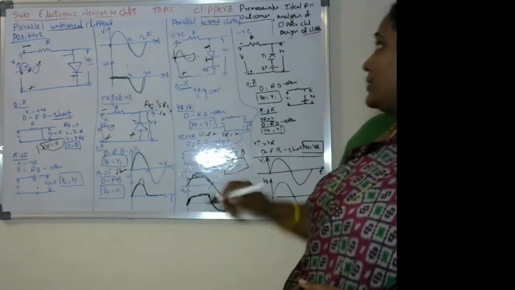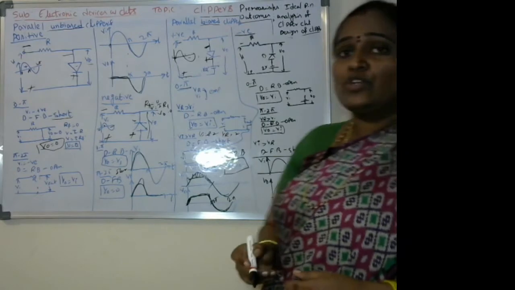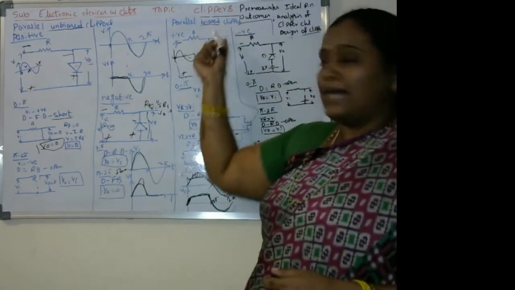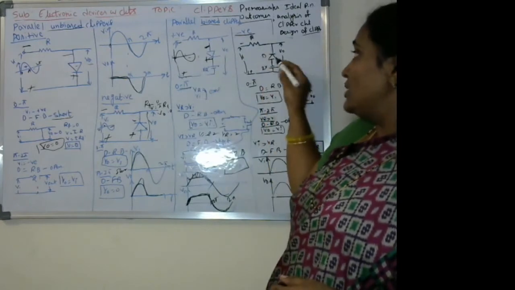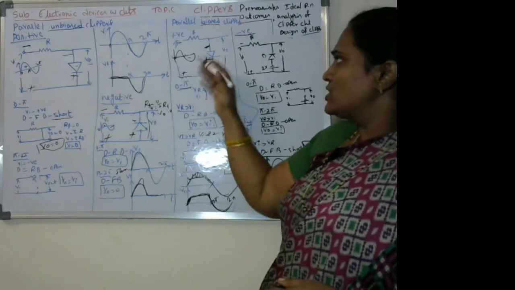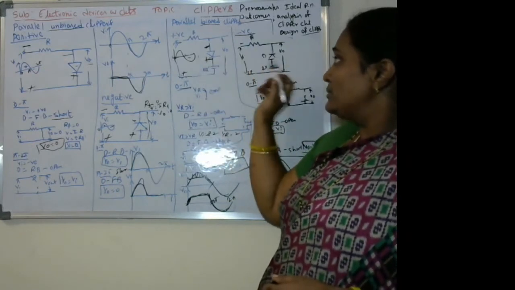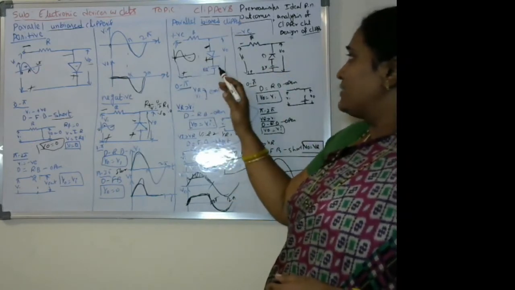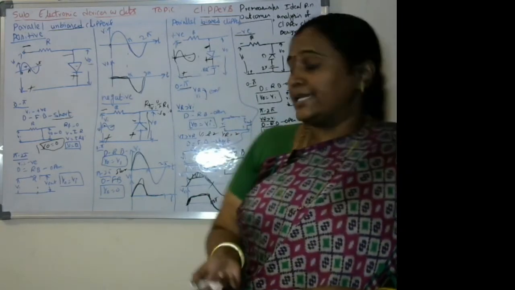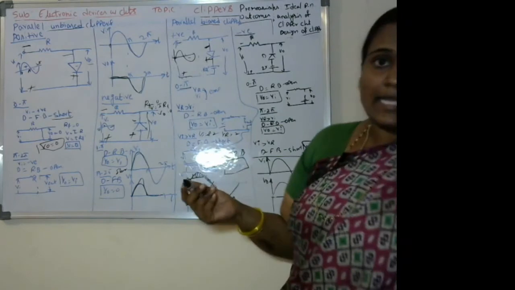Next, we have to analyze the negative clipper with respect to the biased condition. So reference voltage, diode, and same as usual. If you observe, we are just reversing the diode and the reference voltage level. It goes for clipping of the negative cycle. We will do the analysis now.